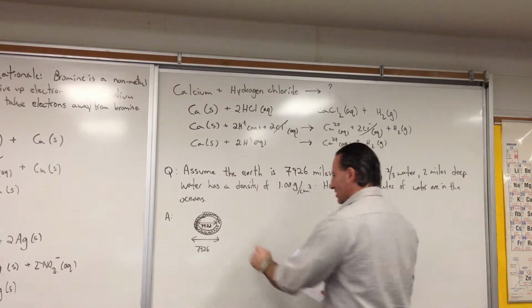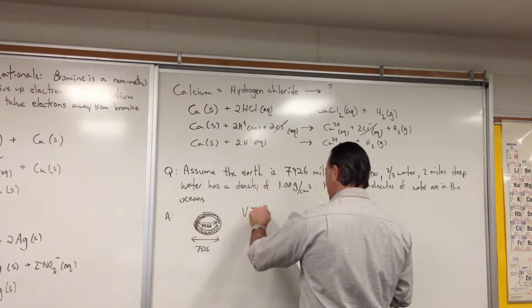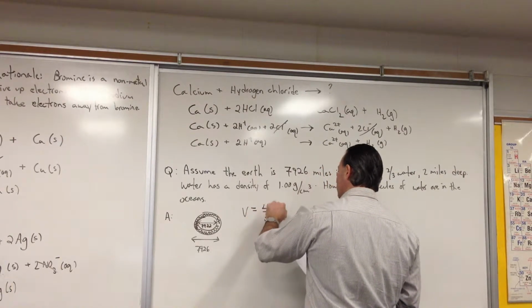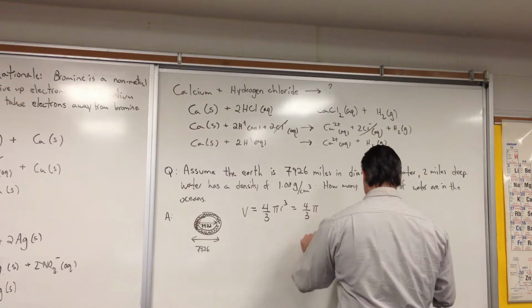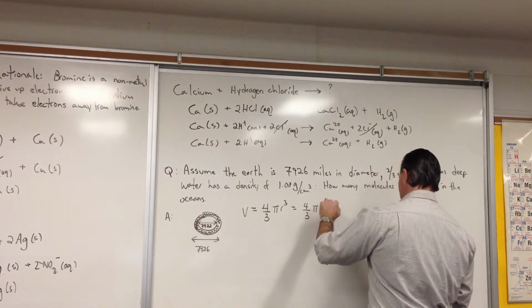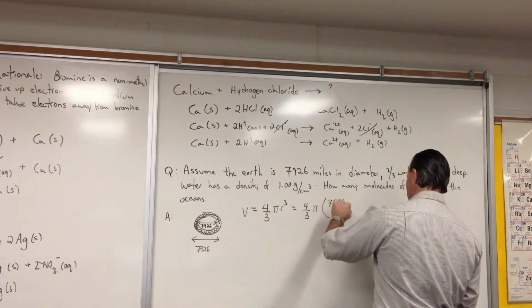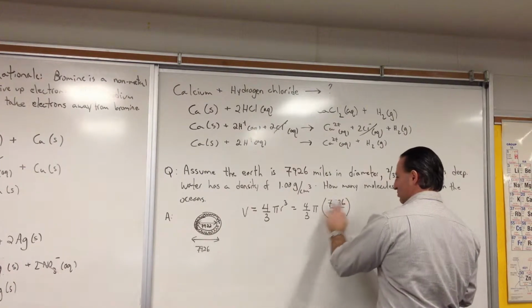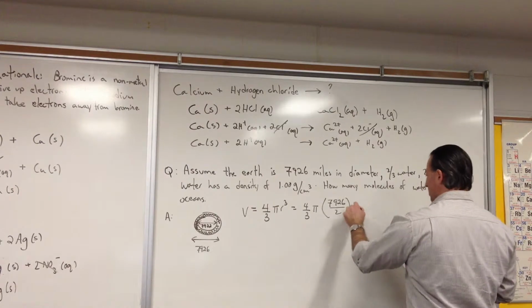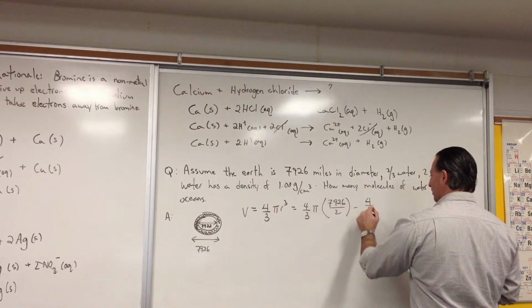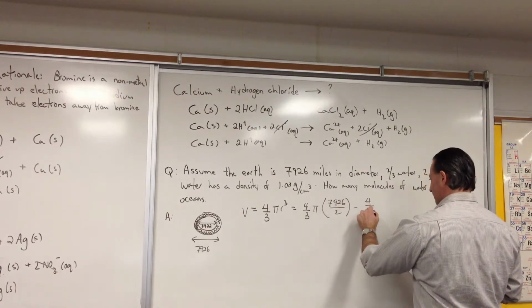With this assumption, we can say the volume of the sphere is 4/3 pi r cubed, which means we can write the following mathematical simplification. Let's turn the radius into 7,926 miles over 2, because we have the diameter. So divide the diameter by 2. And if I want to subtract the volume of the inner sphere from the outer sphere, so that's what we're going to do.